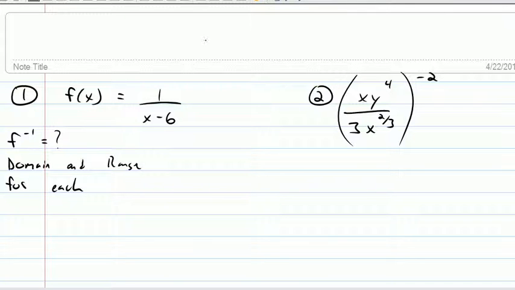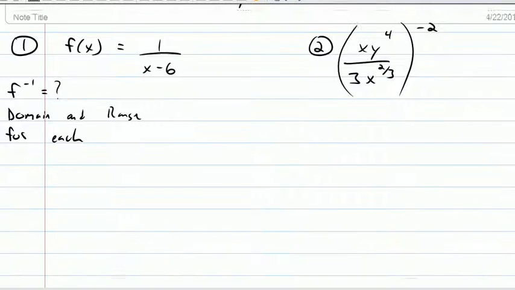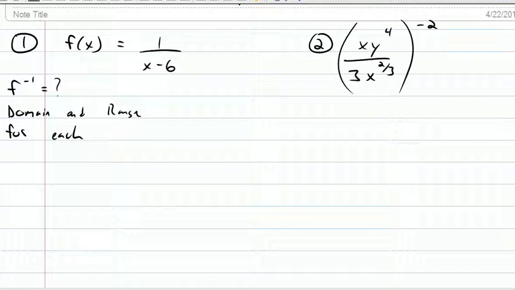Alright, so this is practice from 422. First problem, you're asked to find f inverse and then find the domain and range for each.